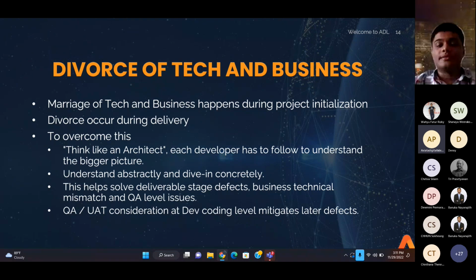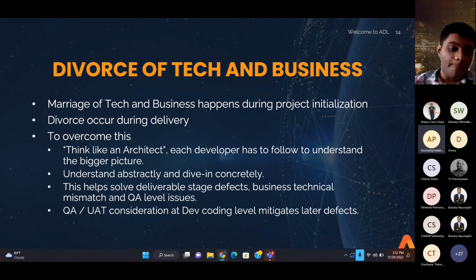To understand the reasons behind this: it is because of not thinking of the bigger picture and understanding of the things. Thinking like an architect is something each developer has to follow, as mentioned earlier. For example, understanding abstractly and diving in concretely. That means abstract understanding should be there, then dive in at the concrete level, even at developer level. So this helps solve deliverable stage defects and business technical mismatch.